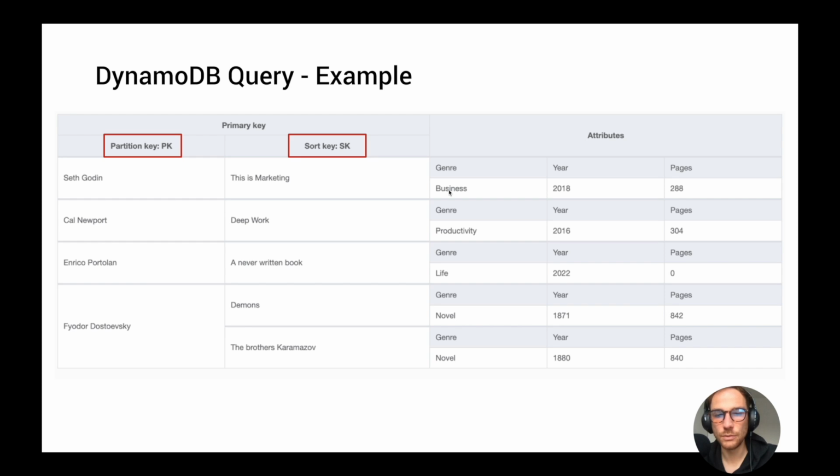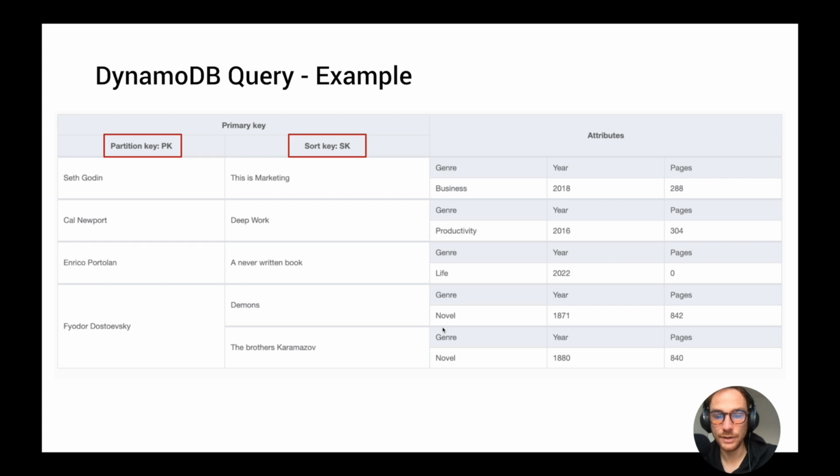So let's say, for example, we want to retrieve all the books for a specific author. We can do that with the Query API, specifying on the partition key the name of the author we want to get the books from. So for example, let's say we want to get all the books for Dostoevsky. We will need to specify on the query the author name Dostoevsky, and what we will get from the Query API is the item collection based on the value of the partition key that we just specified. So in this case, we will get Demons and The Brothers Karamazov.